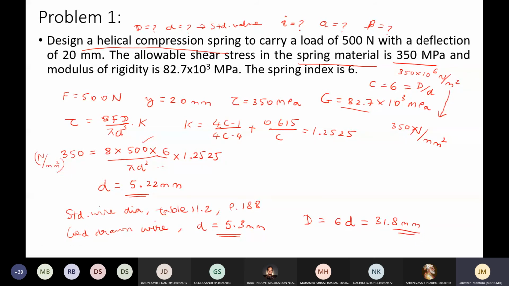Sir, which column is referred to here in page 188? Is it the first column? That depends on which material is mentioned. If nothing is mentioned, you can take cold drawn steel wire, unalloyed. And there is a way to look at the table. See, for example, as rightly pointed out, it is 5.3 mm, correct. But until that, you have some choice.